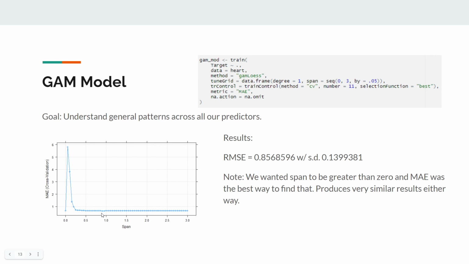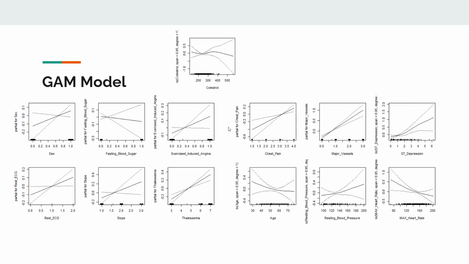And instead, if we used 1 SE rather, we would get this. But if we use best, then we actually get this one, which is about 0.95, which is better, and also it doesn't produce those errors of having a span of 0. I'm not exactly sure where that came from, but this ended up working, and it produced very similar results either way. And this is actually the best RMSE we found, about 0.856, and then the standard deviation was about 0.14. So let's look at all of these partials when you hold all the other predictors fixed.